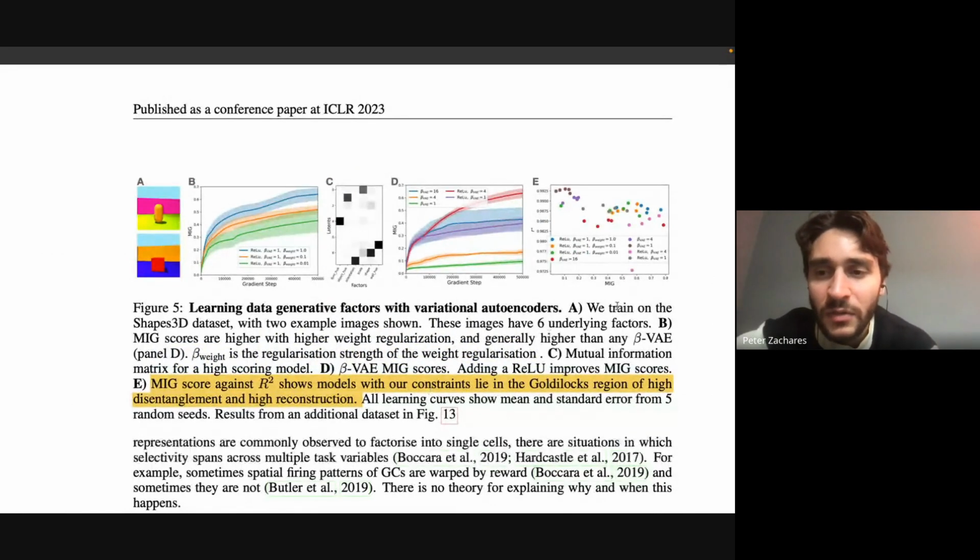Oh yeah, here it is. We train on Shapes3D data set with 2 examples shown in A. These images have 6 underlying factors. They actually don't report the MIR. They report mutual information gap instead. And they are showing the results for different combinations of using ReLU versus not using ReLU, and then using a different value for V.